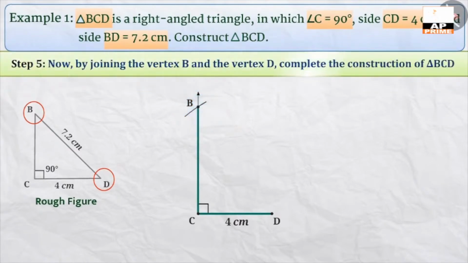Step 5. Now, we will join the vertex B and the vertex D, from which we will get the side BD of triangle BCD. In this way, we have constructed the right-angled triangle BCD.